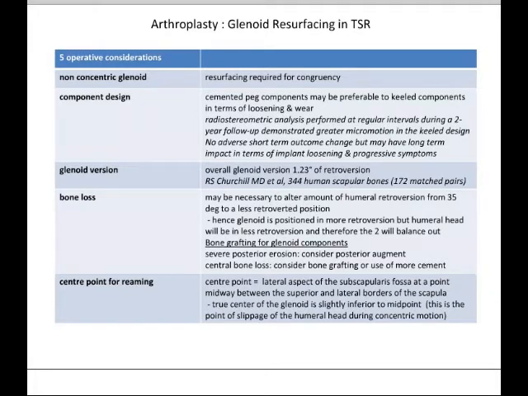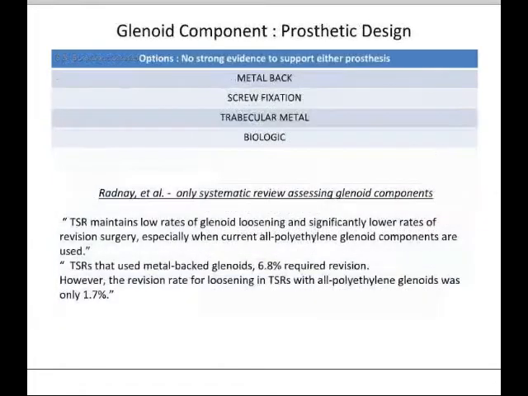In terms of glenoid component prosthetic design, importantly, there's no strong evidence to support one prosthesis over the other at this stage. So your options are a metal back, screw fixation, trabecular metal, or biological. And there's only been one systematic review looking at this, the total shoulder, but that was done by Radney et al.